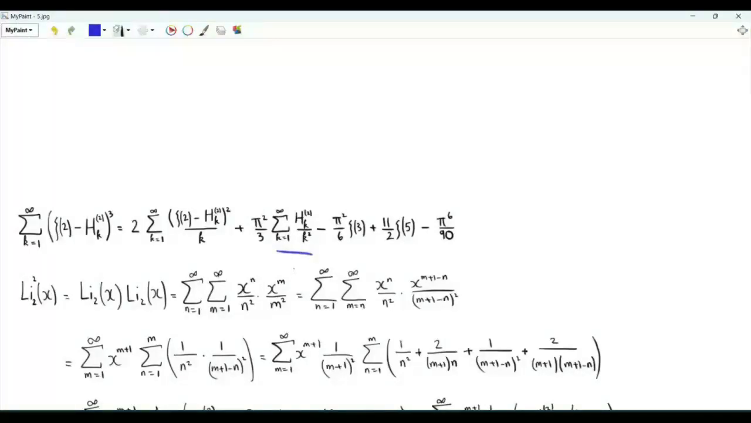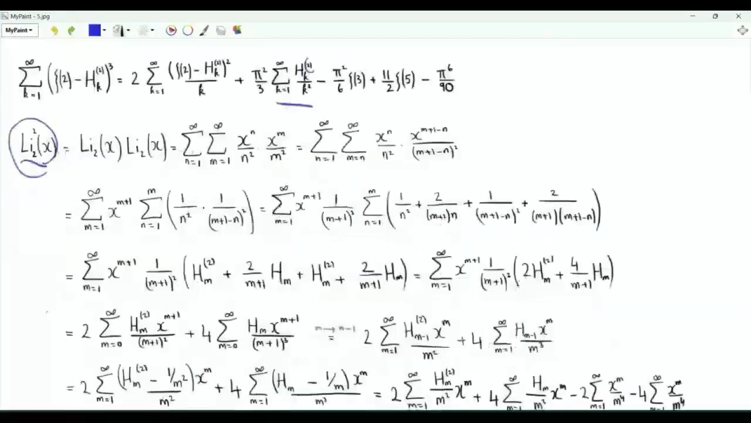The next step is summation over positive integer k of the kth generalized harmonic number of order 2 divided by k squared. We do exactly like on the previous page, but we consider the di-logarithm of x multiplied by itself. We find that the square of the di-logarithm of x is equal to 2 summation m from 1 to infinity, the mth generalized harmonic number of order 2 over m squared x to the m, plus 4 times summation m from 1 to infinity, the mth harmonic number times x to the m over m cubed.